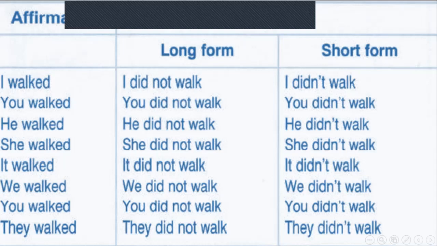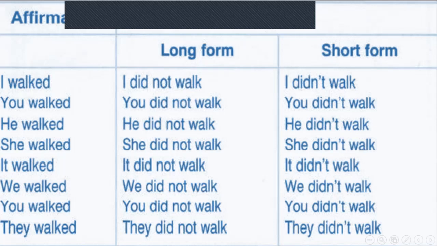Look also at this example. You walked. If I want to change it from affirmative to negative, we use did not. You did not walk. This is the long form. If I want to make it short form, you didn't walk. Also, he walked. He didn't walk.